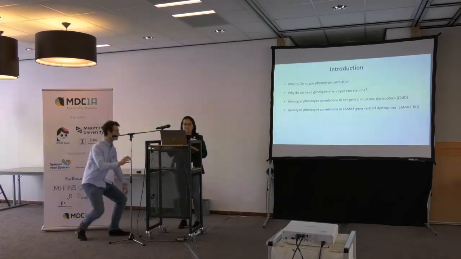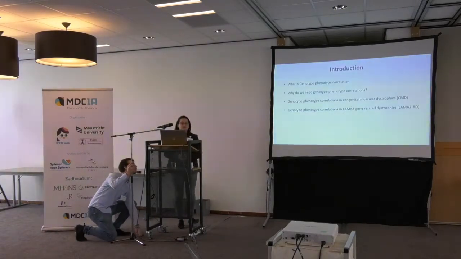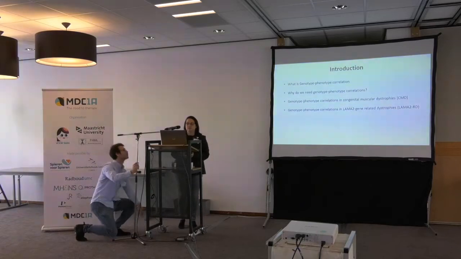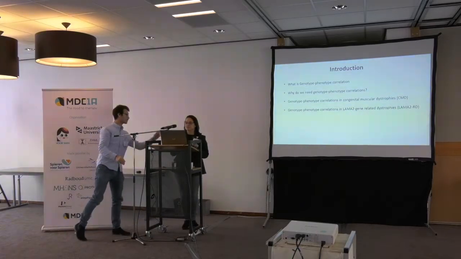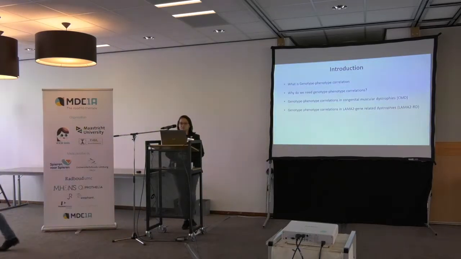So my plan was to give you an update about, first of all, the introduction: what is genotype-phenotype correlation? This is a concept that's quite well known for people working in the field, but perhaps for parents in particular it might not be that obvious. And why do we need genotype-phenotype correlation? Just for the sake of time, I will skip a little bit quicker over the congenital muscular dystrophy part and focus more on number 2.